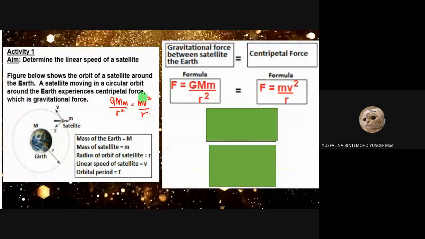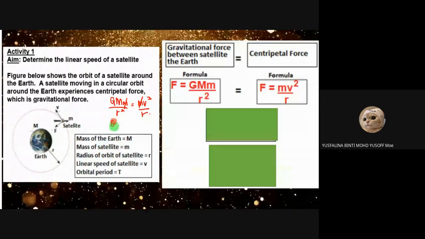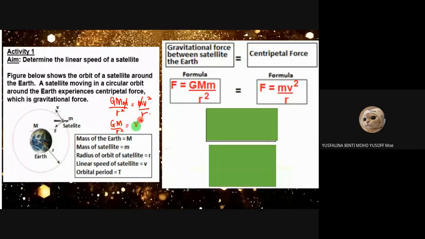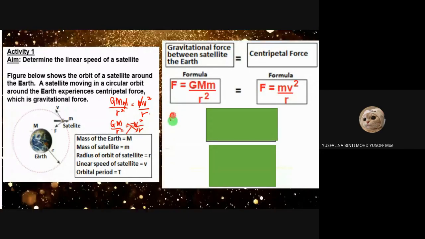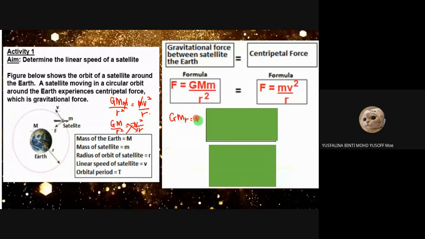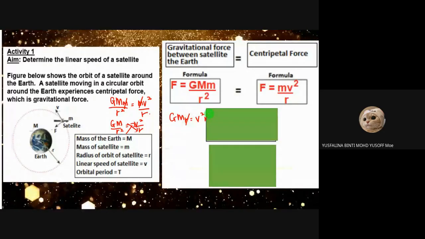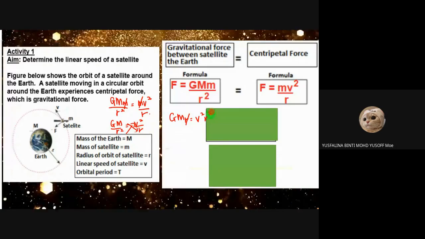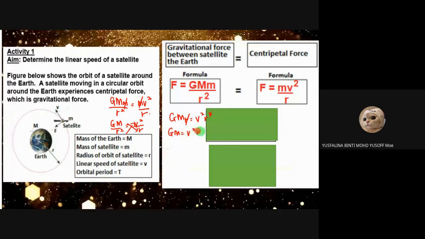Here I can cancel the common factor, and then only this is left. Then I will just cross multiply: GMr equals v squared r squared. This also has a common factor, I can cancel it. So this one is r squared, and if I cancel one, only one is left like this.